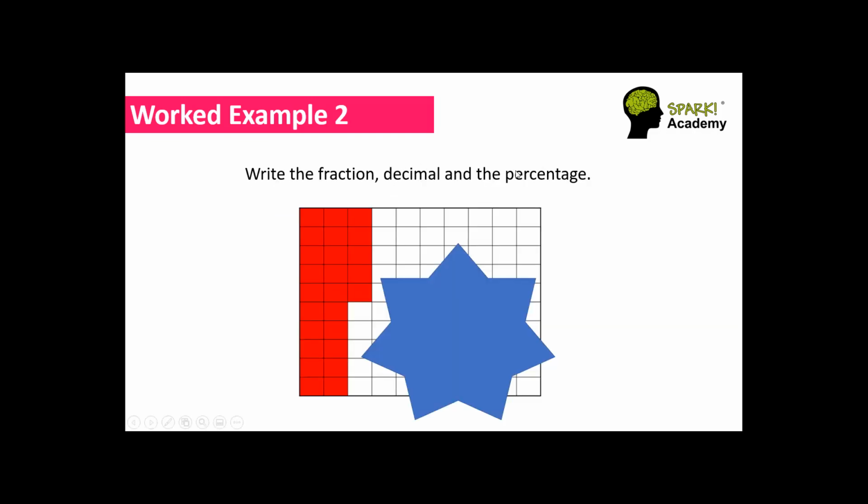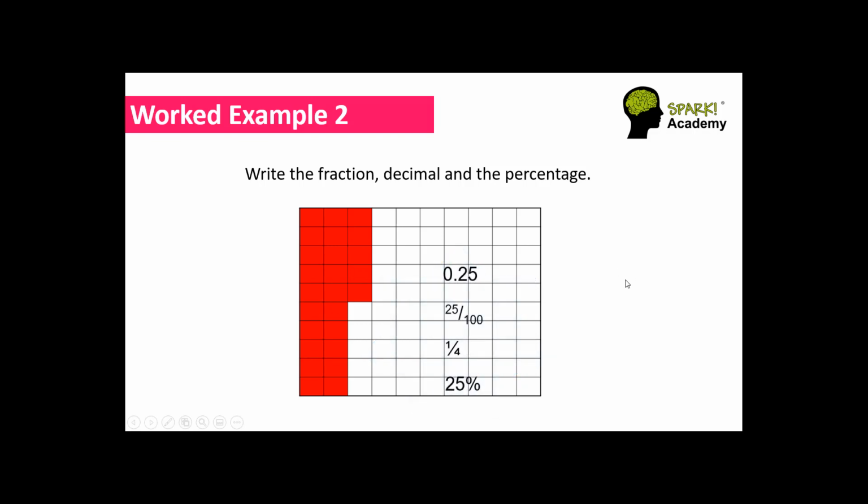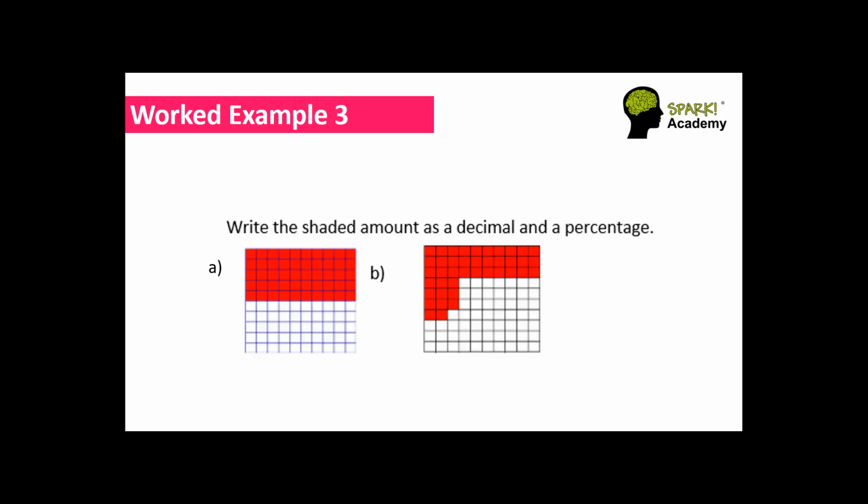So what's the fraction, decimal and percentage for this image? We've got 10, 20 and then 1, 2, 3, 4, 5. So we've got 25. So it would be 0.25 as your decimal, 25 over 100 as our fraction, but we could also write that as 1/4, and 25%.